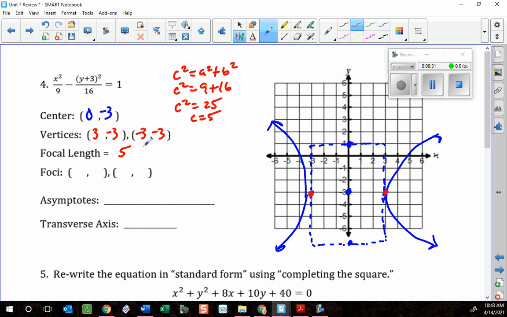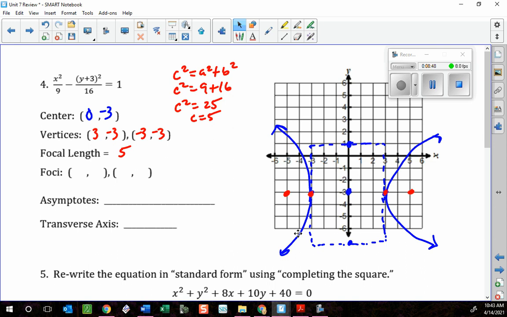Right? So that means that my foci are going to be 5 units from the center towards the parabolas on each side. So 5 units puts me here, and 5 units the other way puts me here. Okay, let me see if I can move this parabola over a little bit. There we go. Okay, so there's my foci. So I have 5, negative 3, and the other one would be negative 5, negative 3.